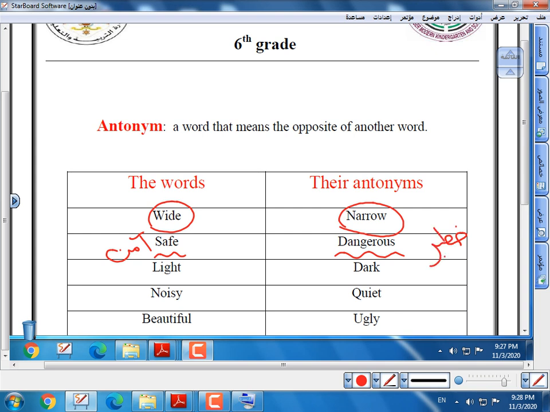Well, number three, light, and we all know that the meaning of light is ضوء. معنى كلمة light نعرف إنه معناها ضوء, and the antonym for the word light is dark, which is the opposite of light. عكس كلمة light اللي هي معناها ضوء, dark يعني معتم. Alright.